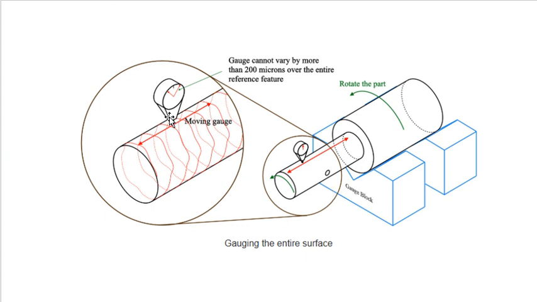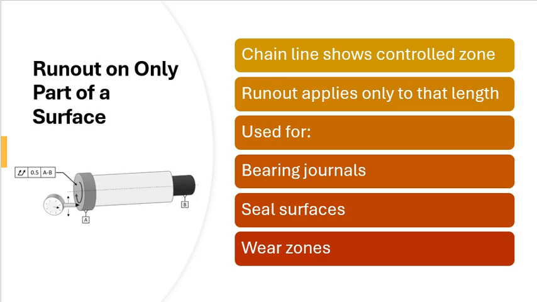Your gauge cannot vary by more than 200 microns over the entire reference feature. Here is your moving gauge, and we are checking if there is any wobbliness on that cylinder. Then we rotate the part like this. This is just an arrangement to do inspection, and here is your gauge block where the part sits. So we are gauging the entire surface in the total runout.